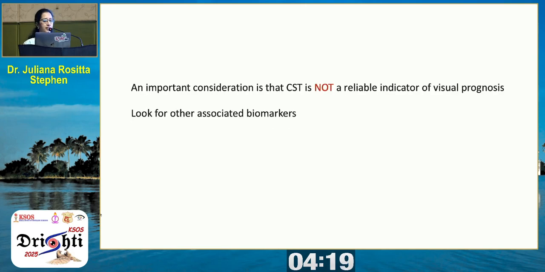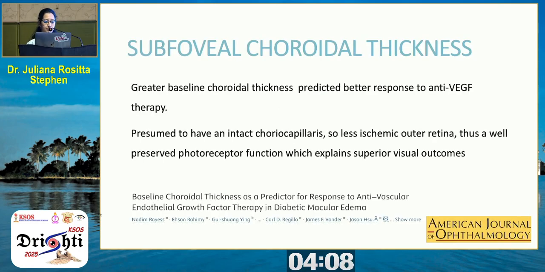It is important to consider that CST alone is not a good or reliable biomarker to indicate the visual prognosis. We have to always look for the other associated biomarkers.